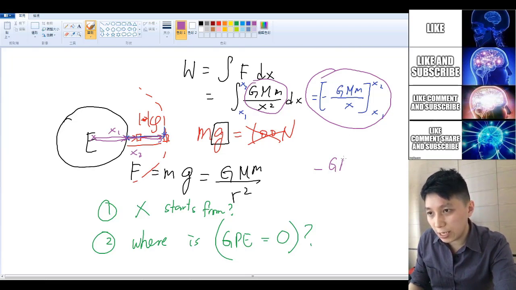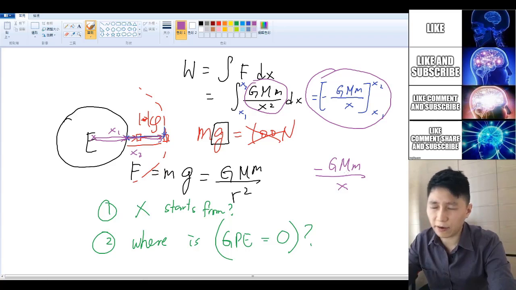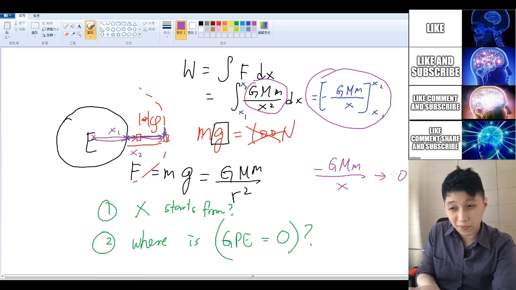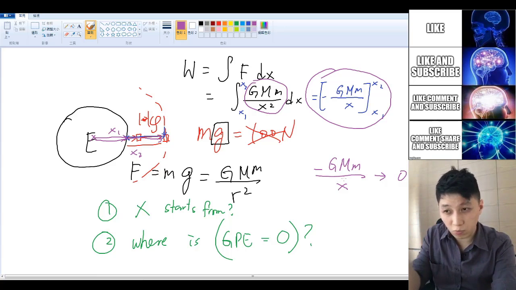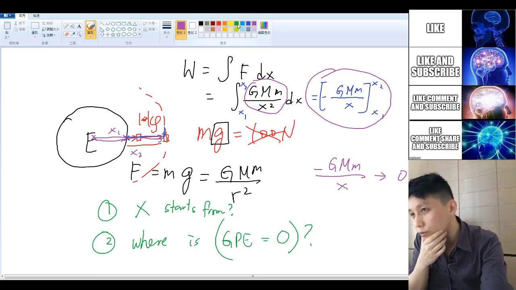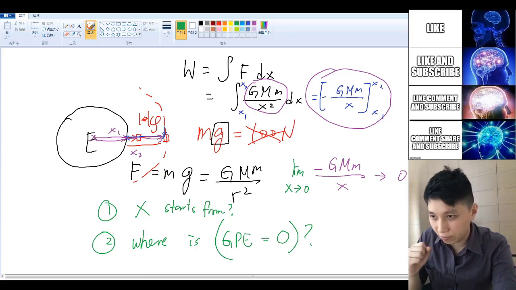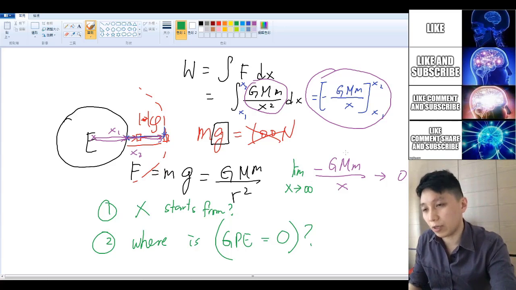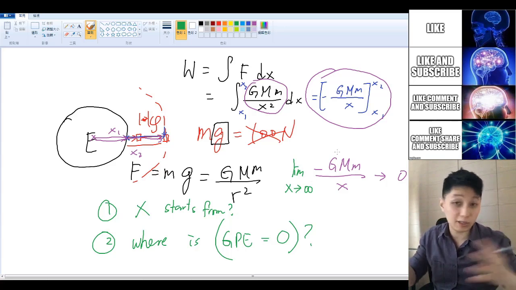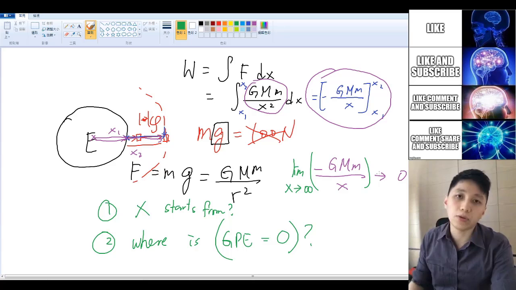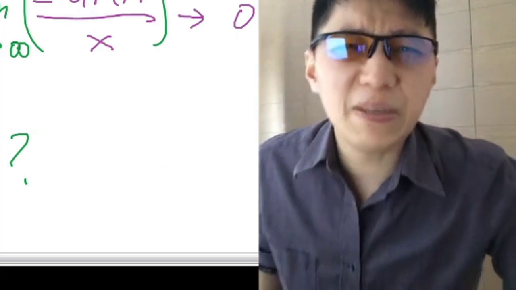So negative G big M small m over x. Again, x is from the center of the planet. And if you want this whole thing to equal 0, then you need to think about what can be done. Obviously, the only way that you can make this 0 is when x tends to be, not 0, infinity. Only when you define infinity, which is a very, very large number, will the whole number get close to 0. What does that even mean?